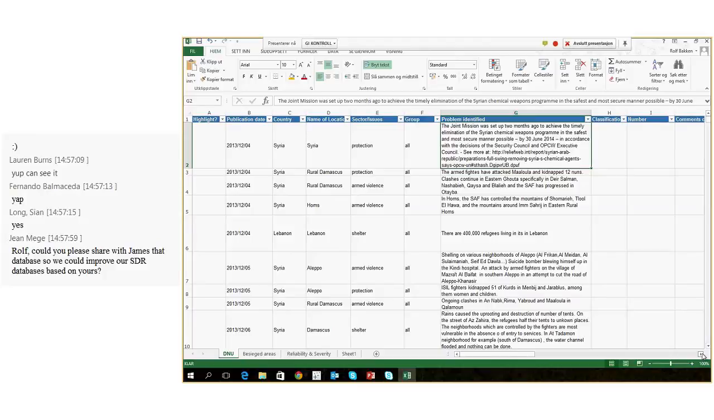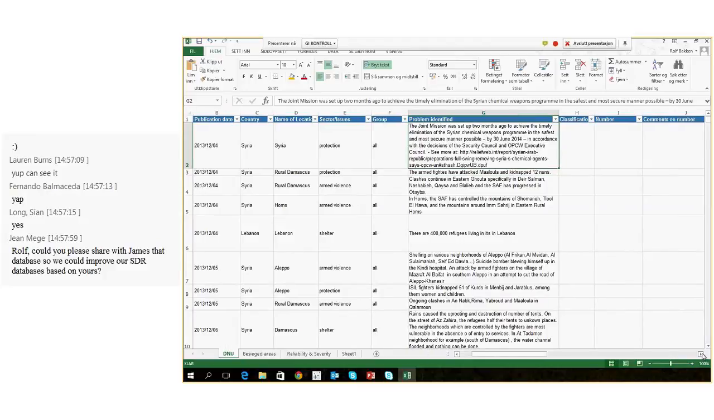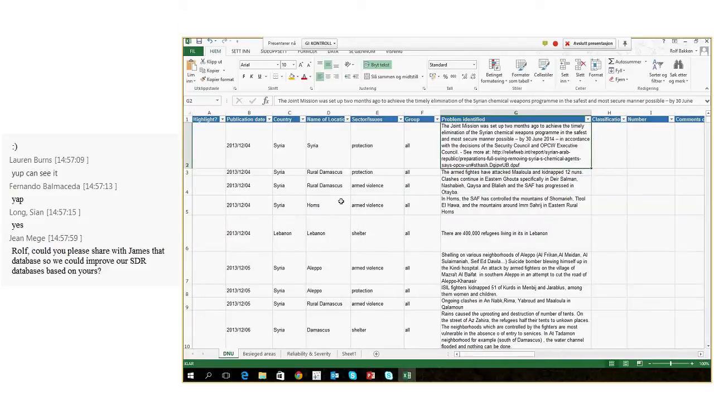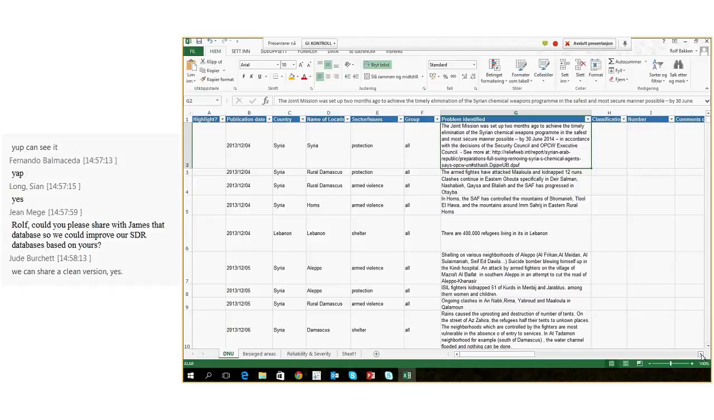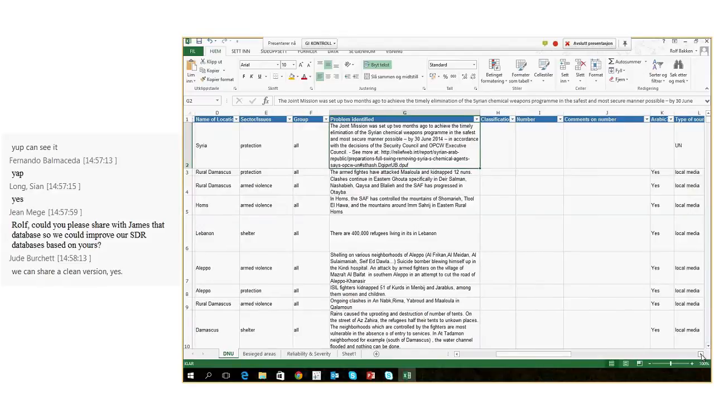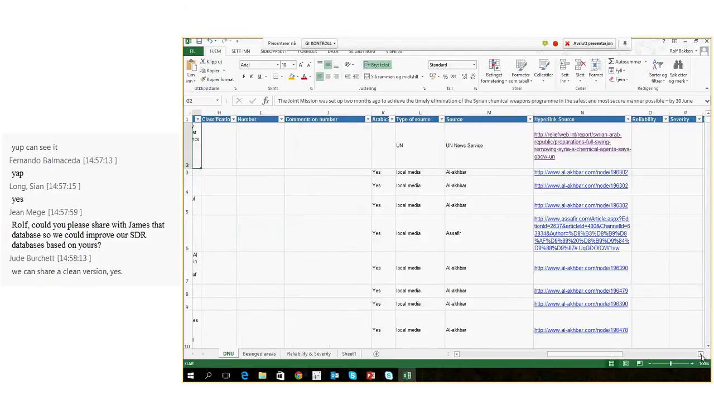As you can see, we had the publication date of the information, the country or the name of the location, the sector or the issue, what kind of group it could pertain to, the information itself, source, type of source, but also the hyperlink, and we also had the rows for reliability, etc.